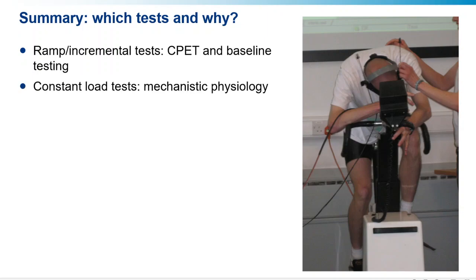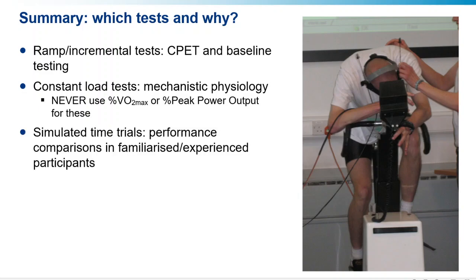Constant load tests are great to use for understanding mechanistic physiology, but when you set them up, never ever use percent VO2 max, and certainly not percent peak power output to set these intensities, because if you miss where your thresholds are, your physiological responses are going to be all over the place. And peak power output is particularly problematic because that value depends upon the ramp rate of your pretest. If you do a fast ramp, you'll have a higher peak power output than if you do a slow ramp, but all of your physiological parameters will be the same. So please don't use that.